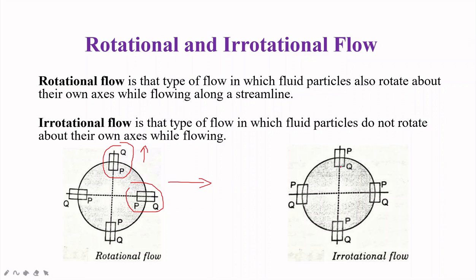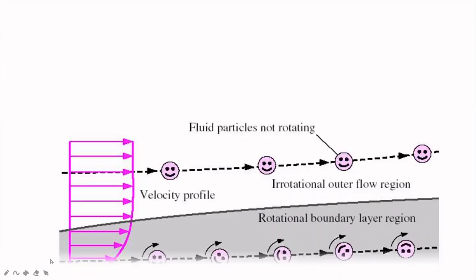Whereas in irrotational flow, see, PQ, the location of PQ, here also PQ, and the orientation is also the same, here also the same, here also the same, here also the same. Here it is irrotational flow. Okay, understood? Irrotational flow is that type of flow in which the fluid particles do not rotate about their own axis while flowing. It's called irrotational flow, and the other is rotational flow.